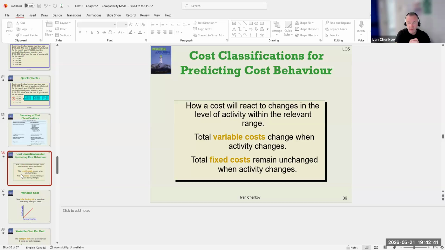One thing I want to remind you is cost is a mathematical function of two variables. One is the quantity, the other is cost per unit. If you change the quantity, total cost changes. Variable cost behaves in that way. Fixed cost in total stays the same.